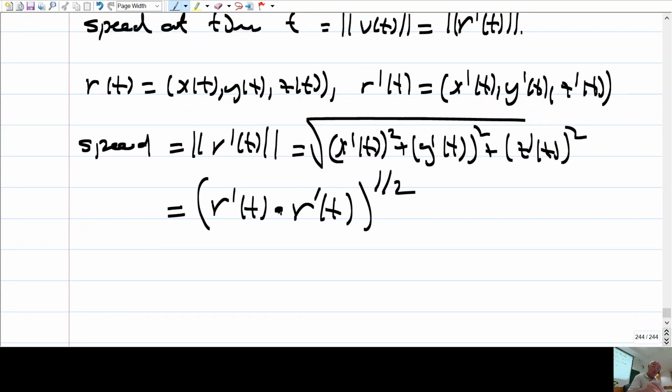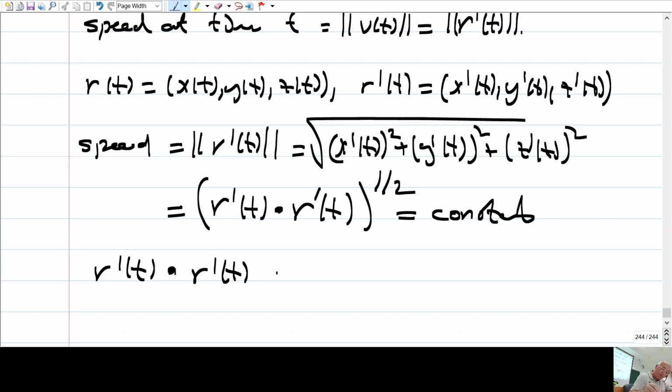Okay, now, so in our case, what is given? This speed is constant. So it is not a function of t. It is constant. It means this is constant, okay? Constant. So it means what? r'(t) dot product r'(t) is this constant squared. Well, that is another constant, of course, right?